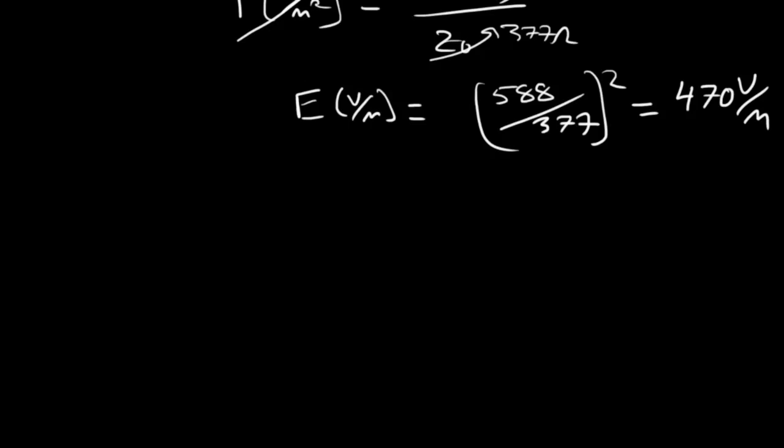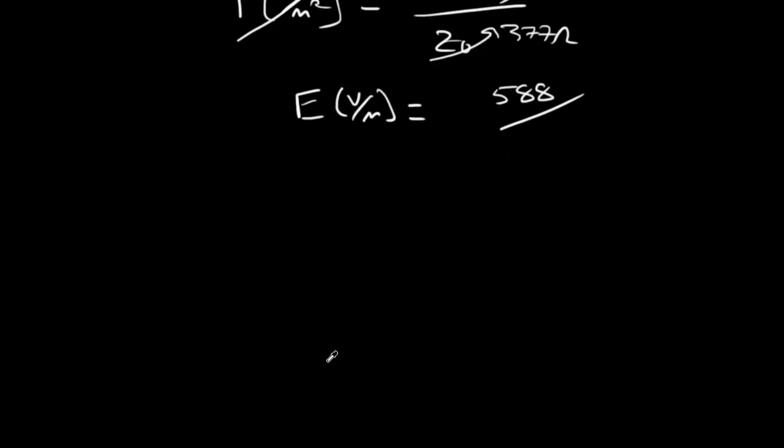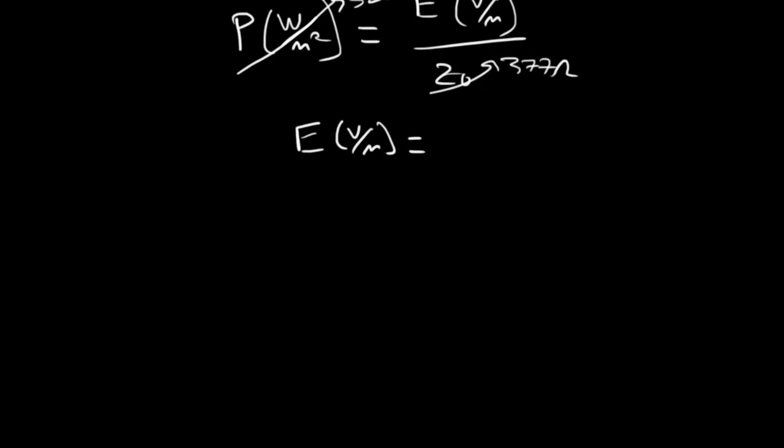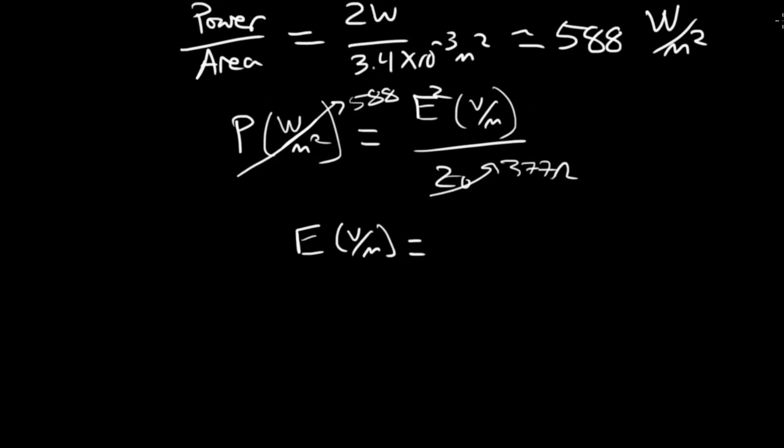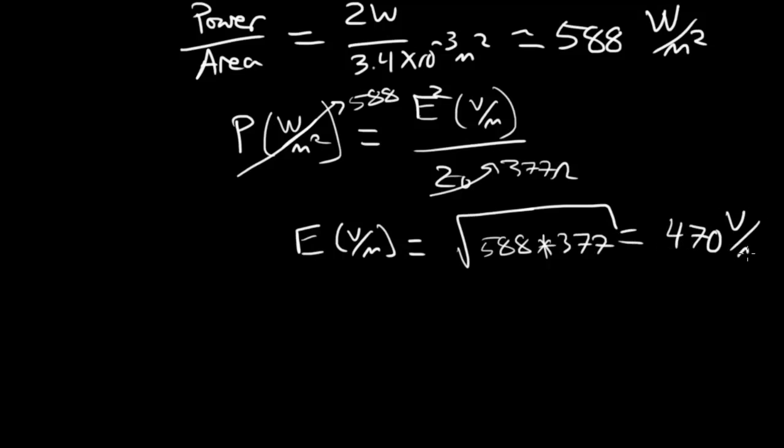A wild mistake here, folks. Let me backtrack. I should not have divided, and that makes it look very strange. I made a glaring error. The electric field is going to be the square root of 588 times 377. Apologize. And that does come out to be 470 volts per meter.